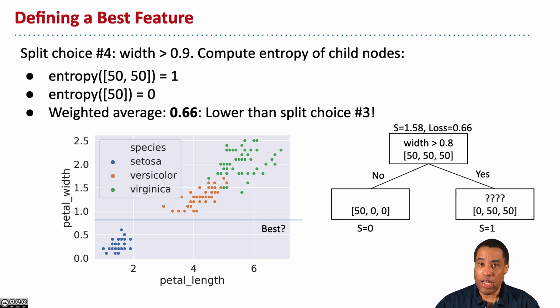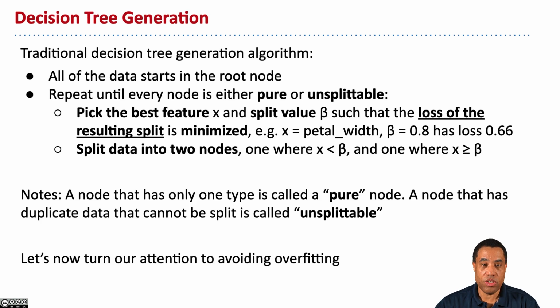So now you can see how this will translate into an algorithm that we'll use for generating decision trees. Again, we start with all of the data in the root node, and then we repeat the process until every node in our tree is either pure or unsplittable. We'll pick the best feature X and split value beta such that the loss of the resulting split, our weighted entropy, is minimized. Then we'll split the data into 2 nodes, one where X is less than beta and the other where X is greater than or equal to beta.